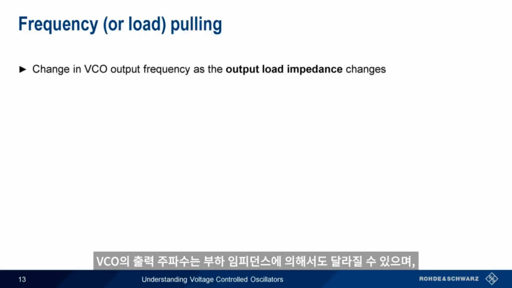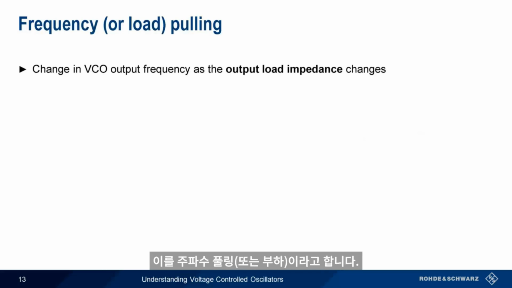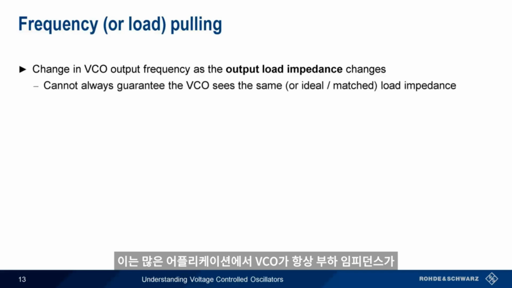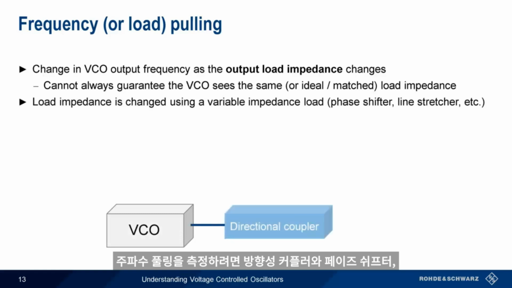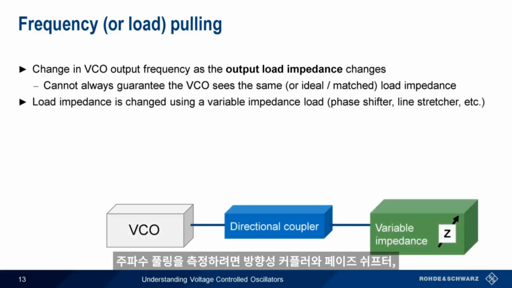The VCO output frequency can also vary based on the load impedance, and this is called frequency, or sometimes load, pulling. This is important because in many applications, we can't guarantee that the VCO will always see a constant or matched load impedance. In order to test frequency pulling, we need a directional coupler and some type of variable impedance load, such as a phase shifter, a sliding short, a line stretcher, etc.